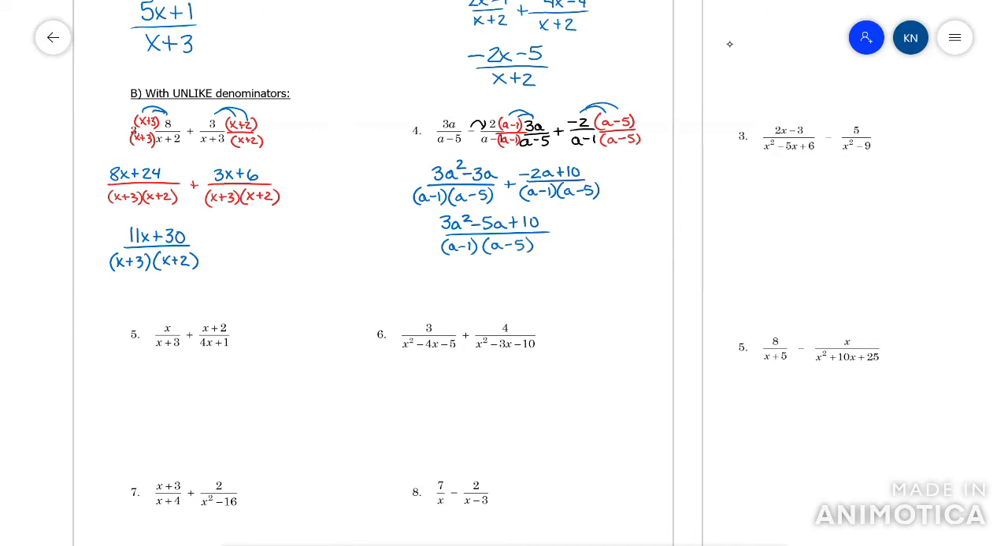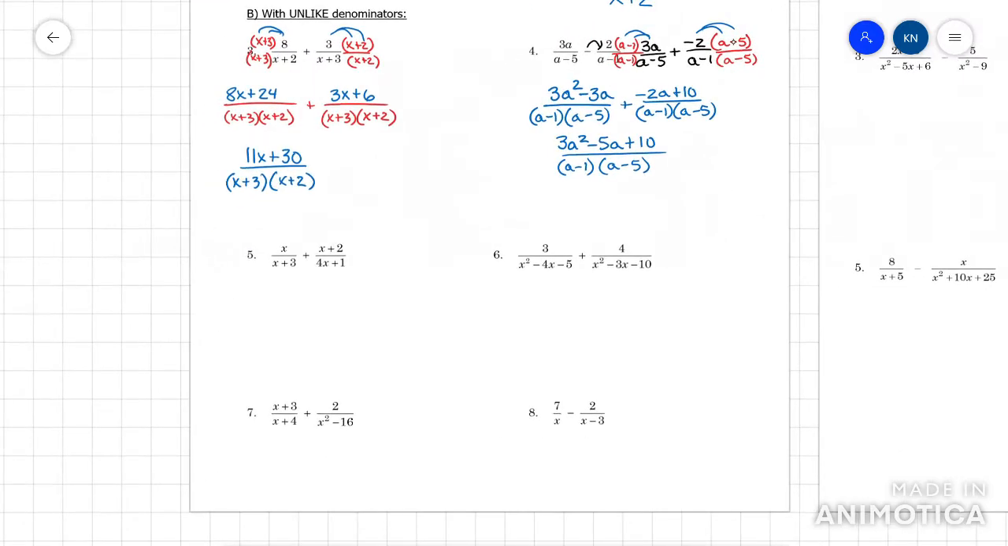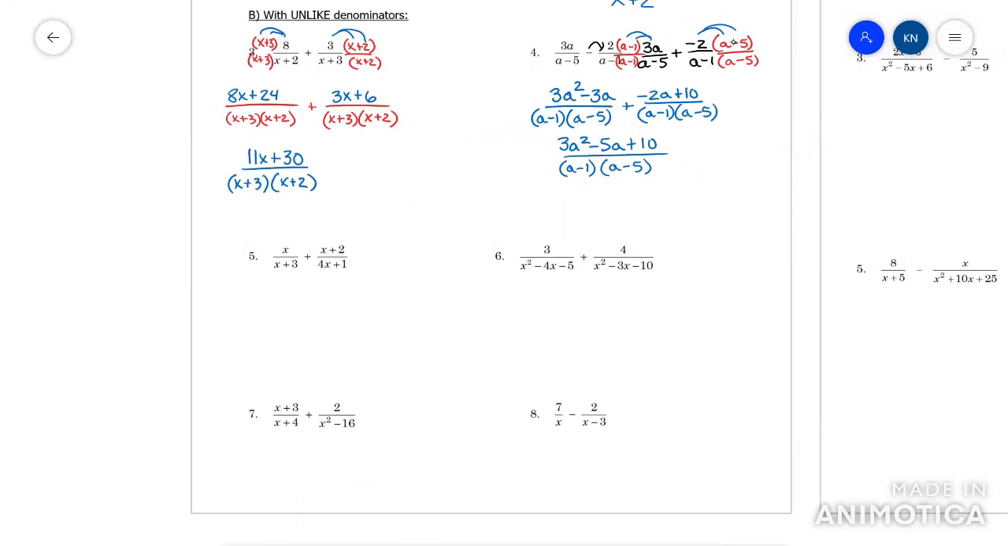Just like that. Okay, this next one, it's a plus in the middle, so I'm not looking at the minus sign anymore, it's a plus already, so I just need a common denominator. So I'm going to give the guy on the left the 4x plus 1. The guy on the right needs x plus 3.